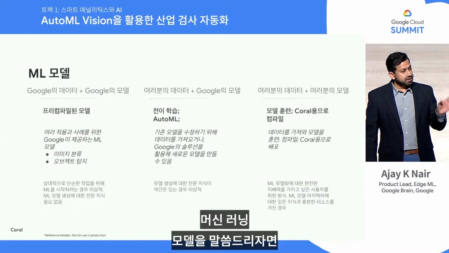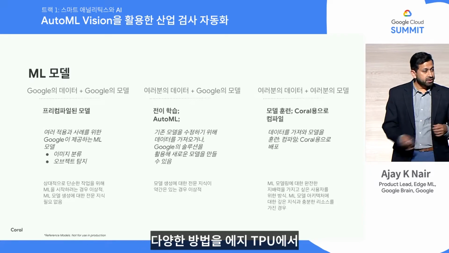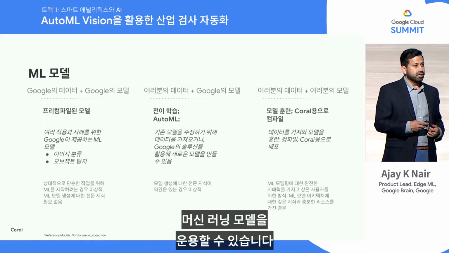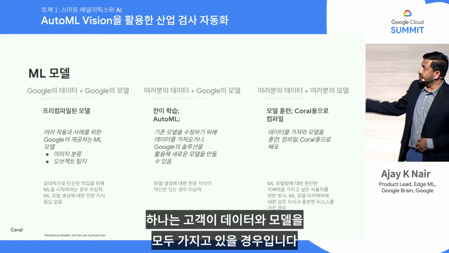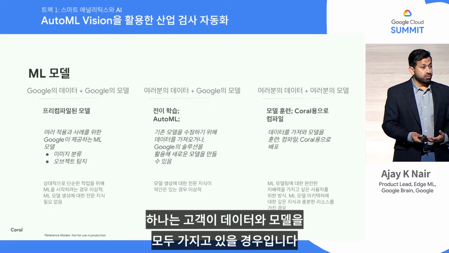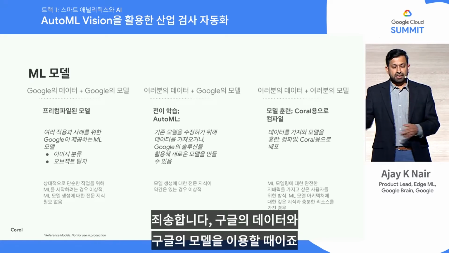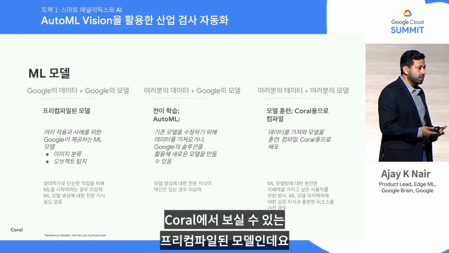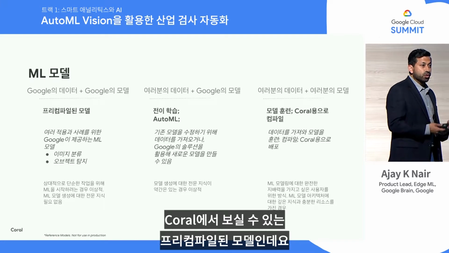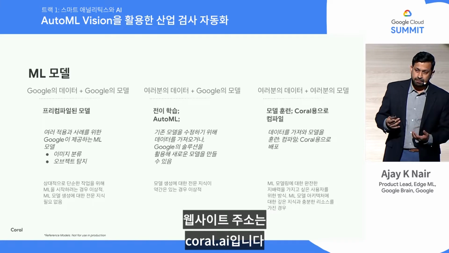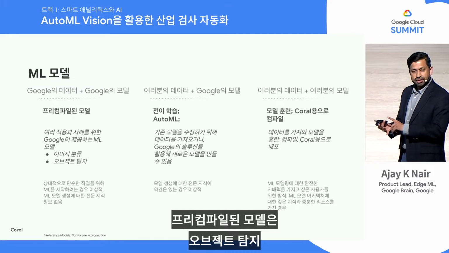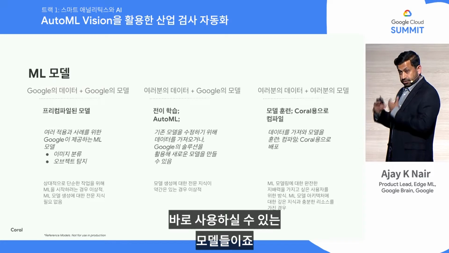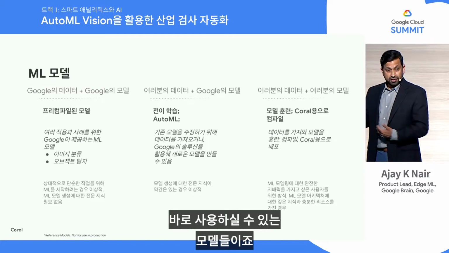And in terms of the machine learning models themselves, Markku touched on a little bit. There are multiple ways that you can get your machine learning models running on the edge TPUs. One is customers' own data and customers' own models, right? So, the first one is Google's own data and Google's own models. So we have some pre-compiled models that we have referenced on the Coral website. Again, that's coral.ai. So they're pre-compiled models for object detection, segmentation. We have some keyword detection model that you can use and test and get off the ground.